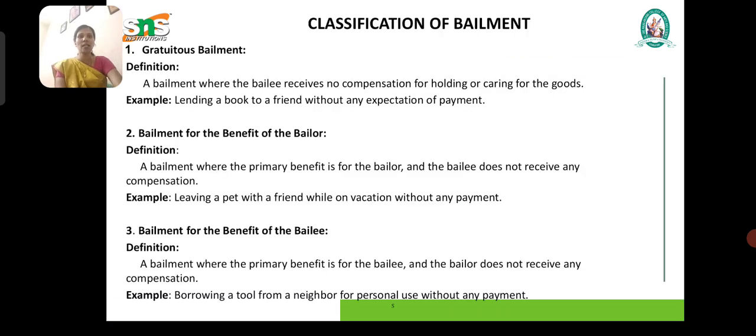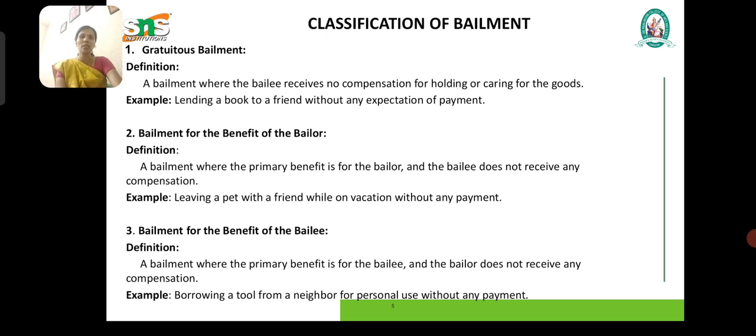Next one is classifications of bailment. The first one is guarantee bailment. What is meant by the guarantee? See the example. If you get a book from your friend, that is the first category, guarantee bailment. If the book will be returned on a particular day or within a week, surely the book will be returned to you. That is the first one.